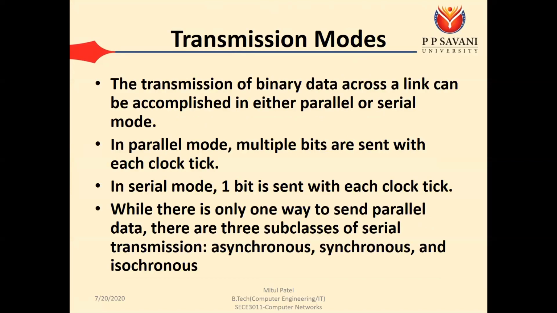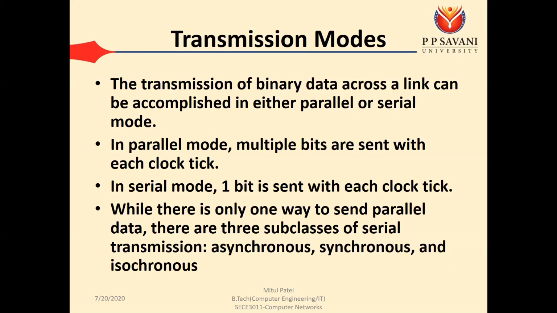Then we have started with the transmission modes. Transmission modes are important when we are sending the data from sender to the receiver through the wires. When sending data through the wires, we need to consider one important criterion, that is the data rate. Data rate indicates in which form we are sending the data, whether we are sending one bit at a time or multiple bits at a time. That is indicated by the transmission modes.